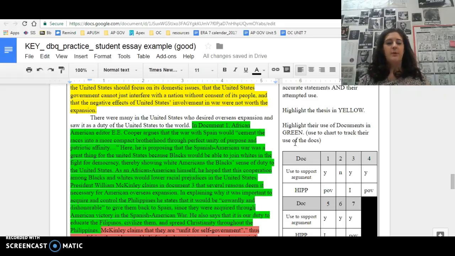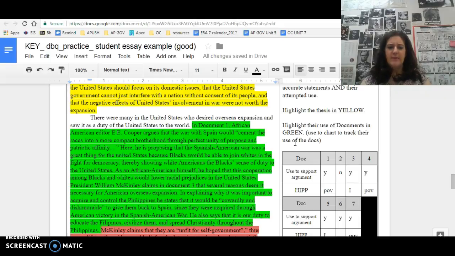In document 1, African-American editor E.E. Cooper argues that the war with Spain would, quote, cement races into a more compact brotherhood through perfect unity in purpose and patriotic affinity. Here, in my experience as an AP reader, is where the student goes wrong. They spend, in this essay, too much time quoting the documents. Whenever I see a document being quoted in an essay, if it's really 5 words or more, they're not really telling me anything. They're not using the quote to illustrate a point. They're not analyzing it. So I just skip it whenever I see a quote, because I know these documents.